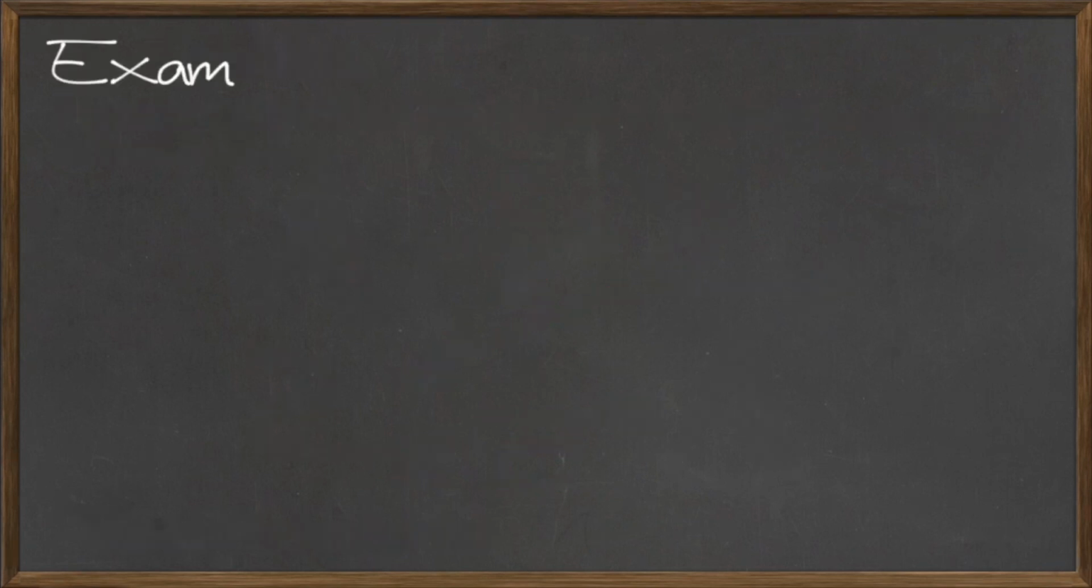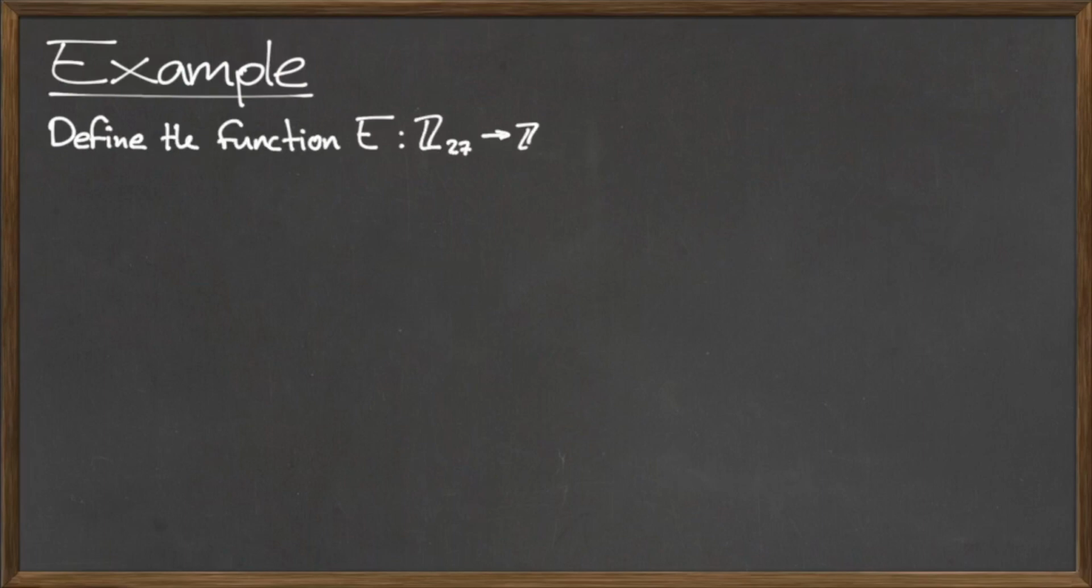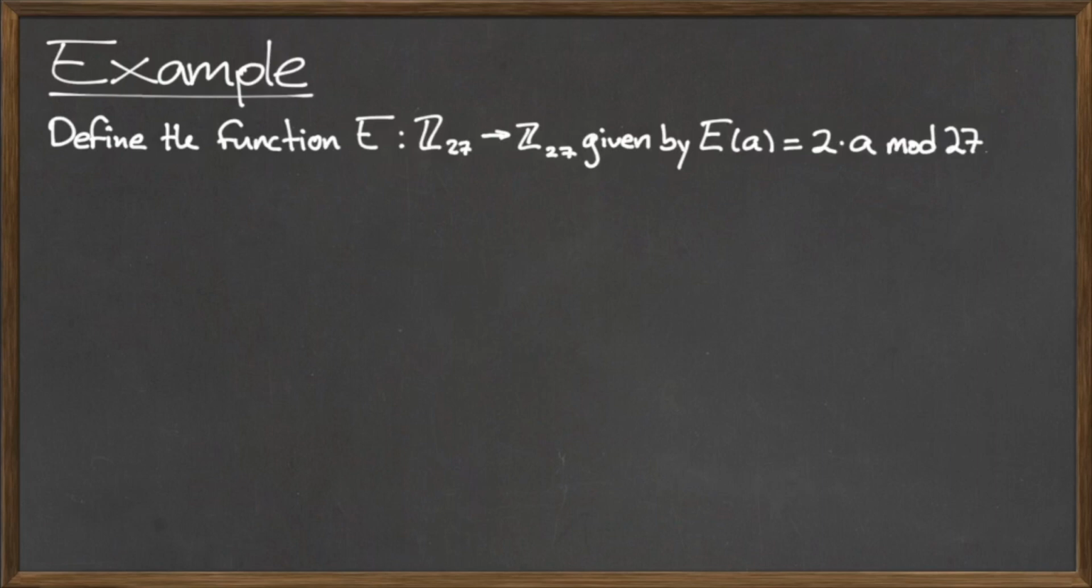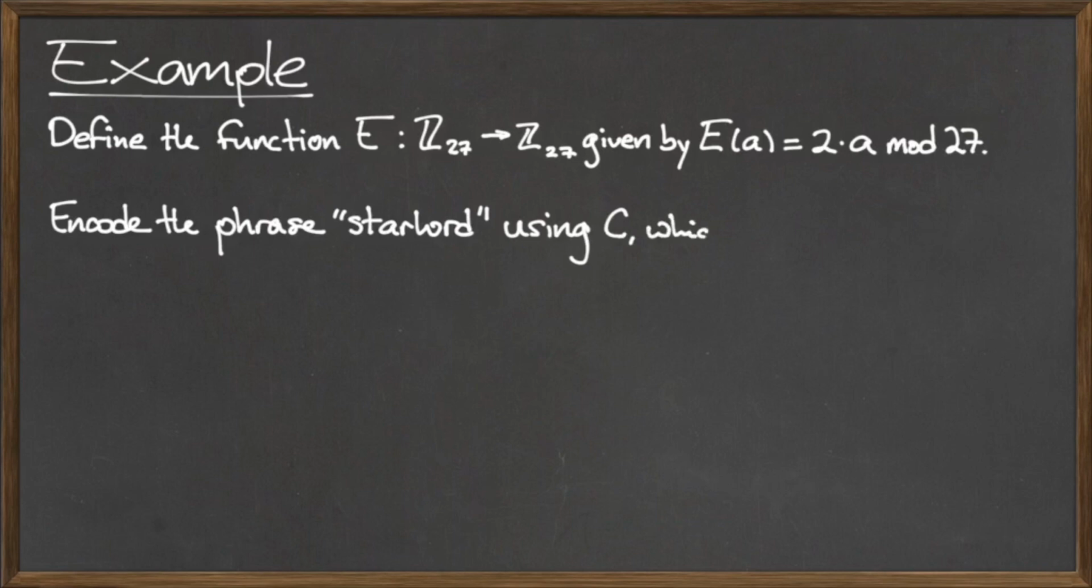For example, suppose that Alice uses the encryption function E from ZMod27 to ZMod27, given by E of A equals 2 times A mod 27. Using the encoding function C, which we discussed in a previous video, the plaintext message Starlord becomes the numbers 19, 20, 1, 18, 12, 15, 18, and 4.